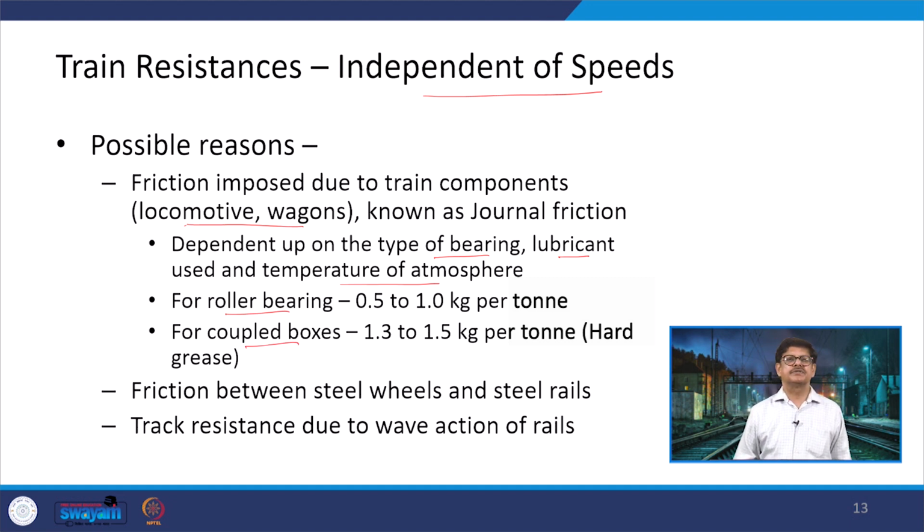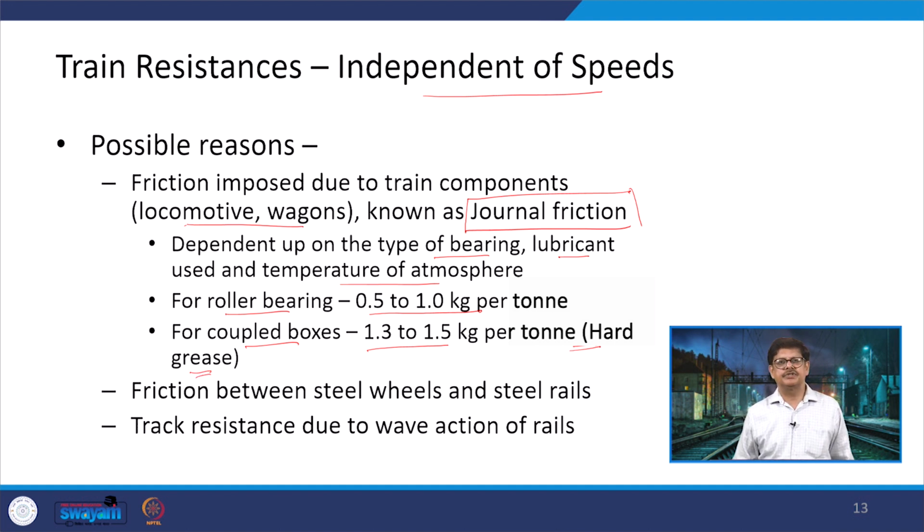All of these things also create some resistances, and these resistances are known as external friction. Say in the case of a roller bearing, the resistance is 0.5 to 1 kg per ton. So, if the locomotive is going to haul 1000 tons, then you can understand how much resistance is going to be there. 1000 tons means a 1000 kg effect, or 1 ton effect. Similarly, in the case of coupled boxes, it is 1.3 to 1.5 kg per ton, and that too we are talking about a hard grease.